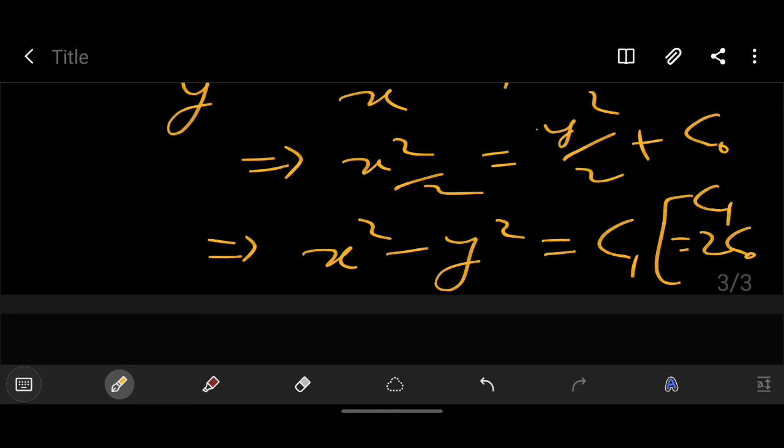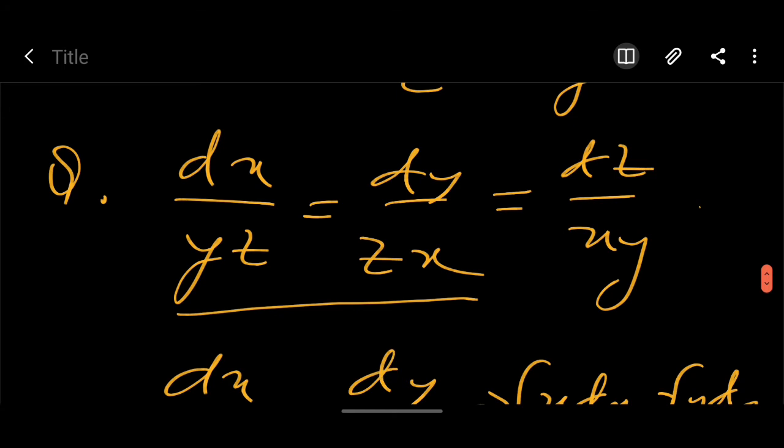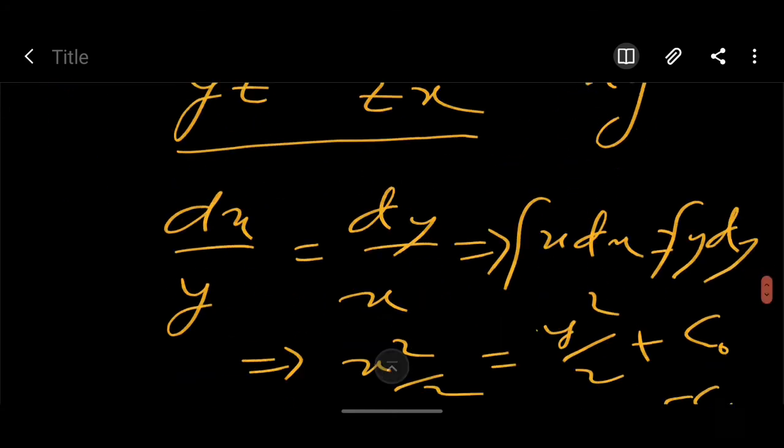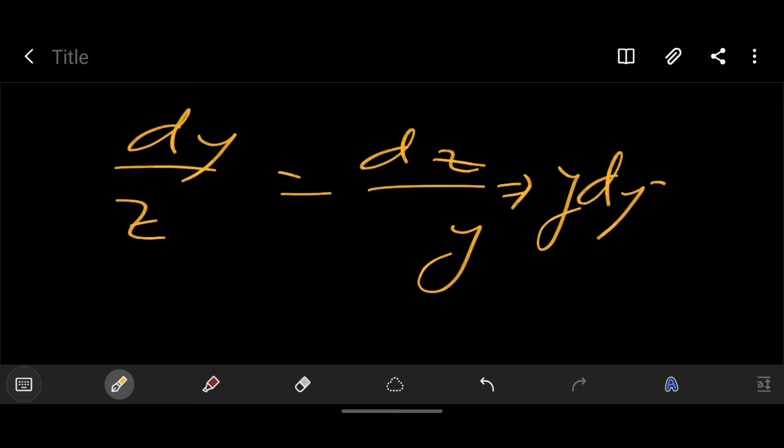All right, that is the first case. And we have the variable z also, so we have to include one solution which contains the variable z. So we have to find another one. So let's take from our equation, what should we take? Let's take the last two terms, which is dy by zx equals dz by xy. So here x can cancel out. If we rearrange this, we can get y dy equals z dz, and we can integrate them.